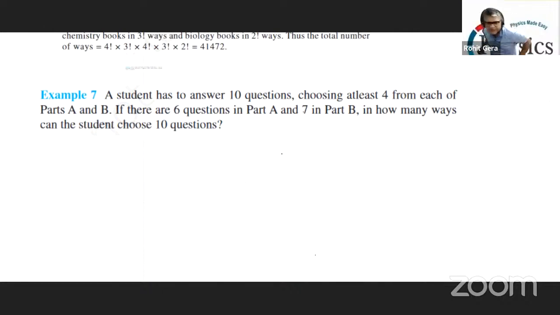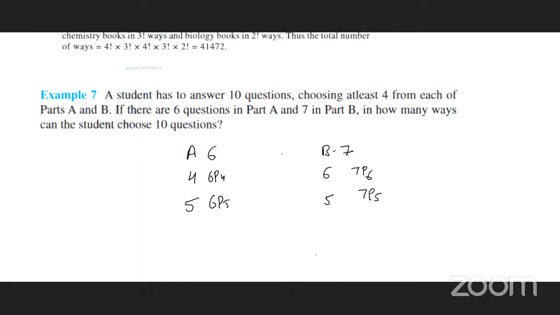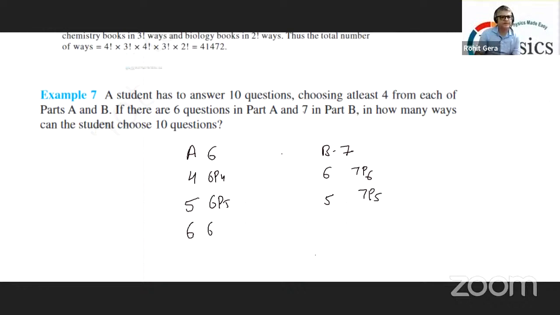But you have 6 questions available in A, and in B you have 7. So let's say you start with A, you do 4 and 6. So this will be 6p4 and 7p6. If you're selecting 5 and 5, this is 6p5, 7p5. You can select 6 also? Can. 6p6. In how many ways you can select all the 6 out of 6?